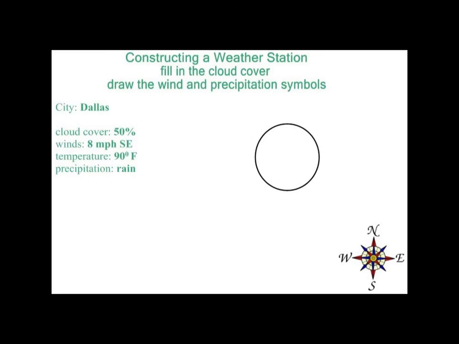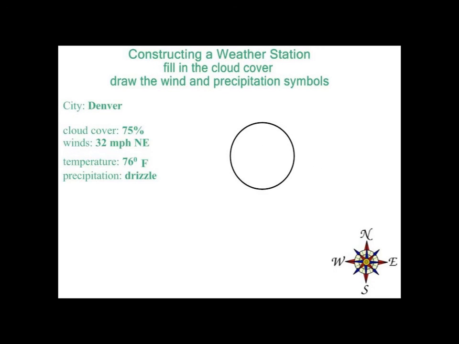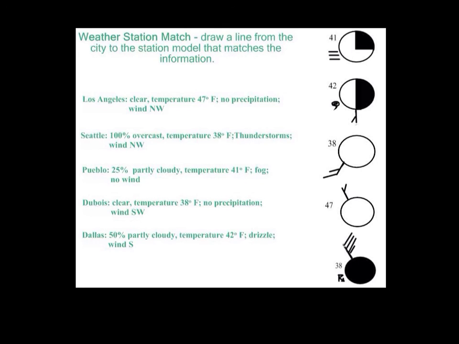Use the model and example to help you. Use that key to make sure you're using the correct symbols for cloud cover, for wind speed, and for precipitation. You will do that for Dallas. You will create another weather station, but this time for Denver. And then you will match weather stations by drawing a line from the city to the station model. Take your time. There are a few that are very similar. Good luck.